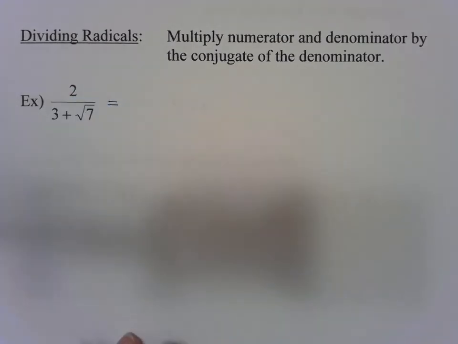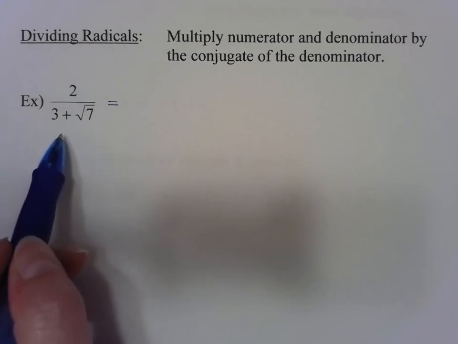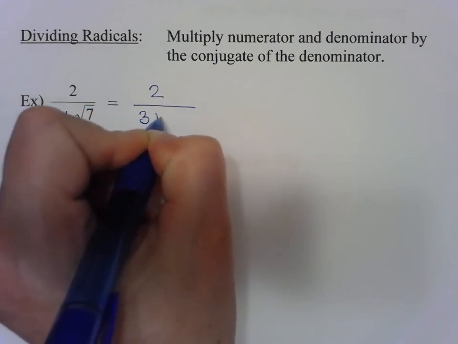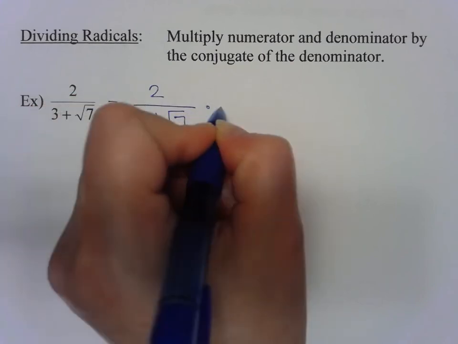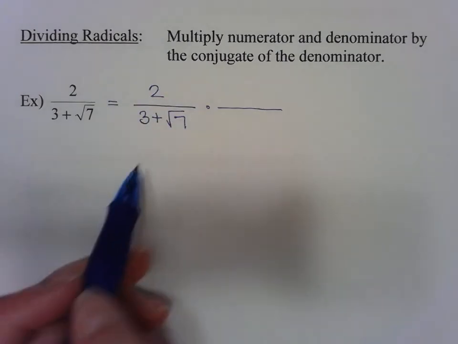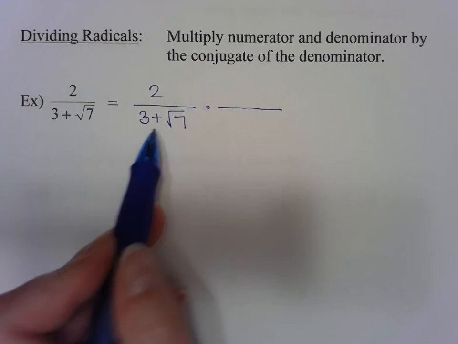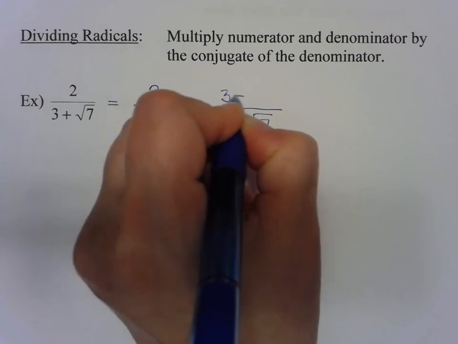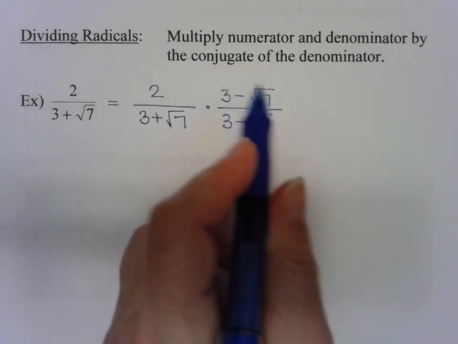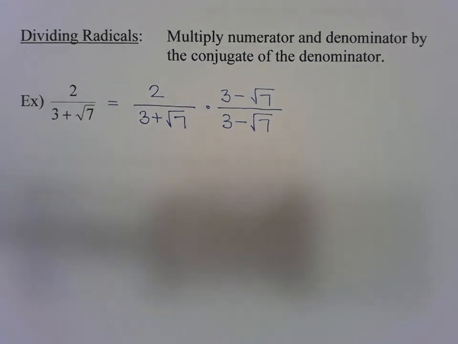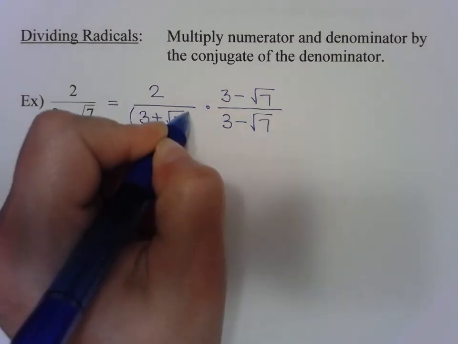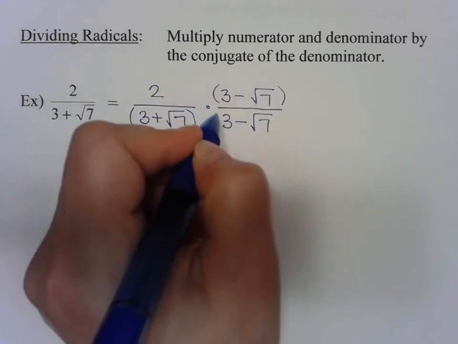Okay, so first of all, what is the conjugate of the denominator? Remember we said the sign would be different. So this is 3 plus square root of 7, so the conjugate would be 3 minus the square root of 7. And this becomes our well-chosen 1, right? It's equal on the top and the bottom. So I'm not really changing the value of this fraction, I'm just changing what it looks like. Okay, I'm going to feel more comfortable with some parentheses in here, so I'm going to go ahead and put those in.